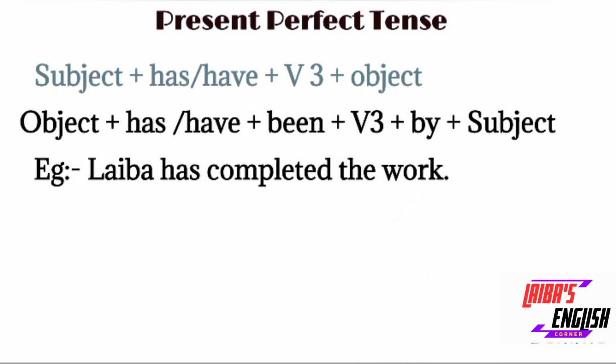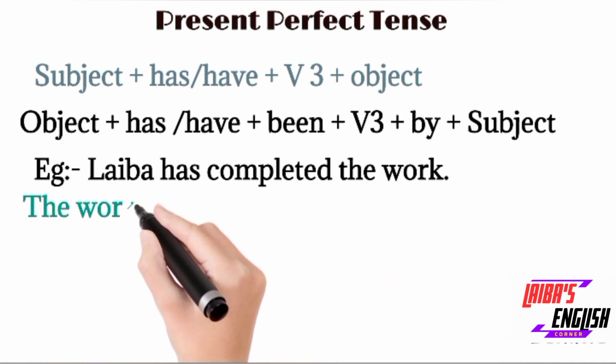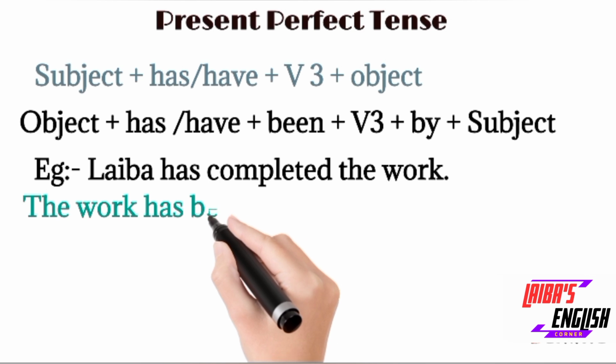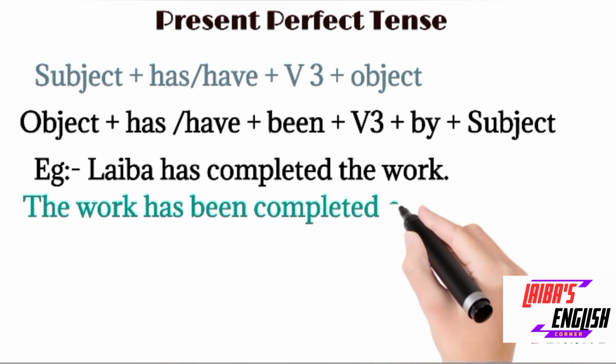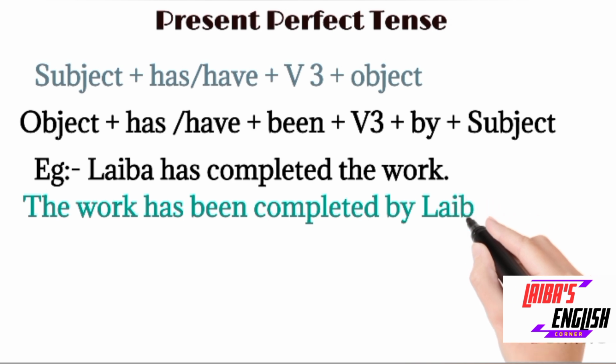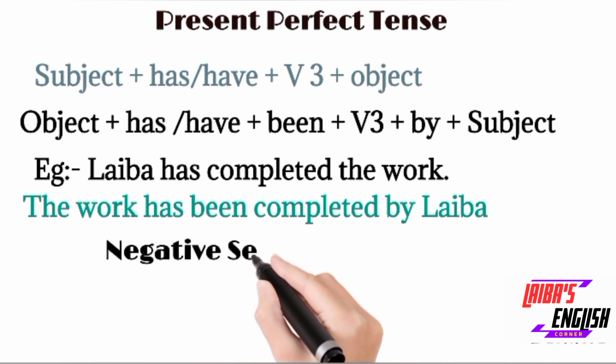So the example is Laiba has completed the work. In this example I use my own name. Let's see how to make this. Laiba has completed the work. The work is the object. We will change the place of the object and the subject. The object will go in the place of subject. The work. Now the work is singular, so we will use has with it. And has plus been, because it is according to the structure. The work has been completed by Laiba.